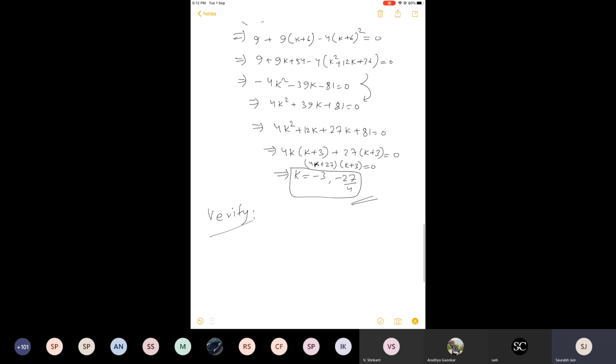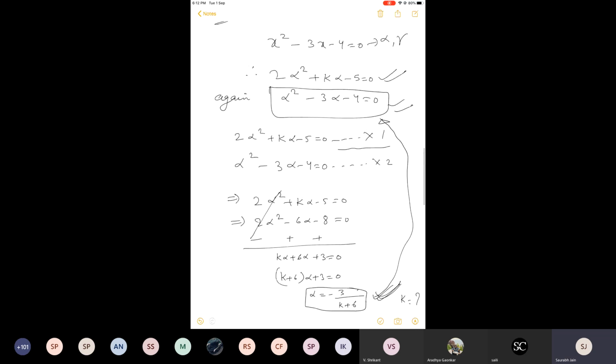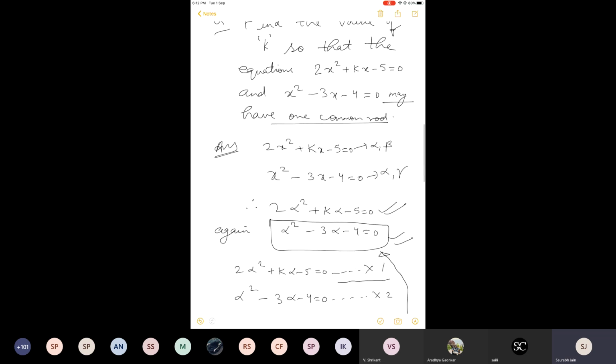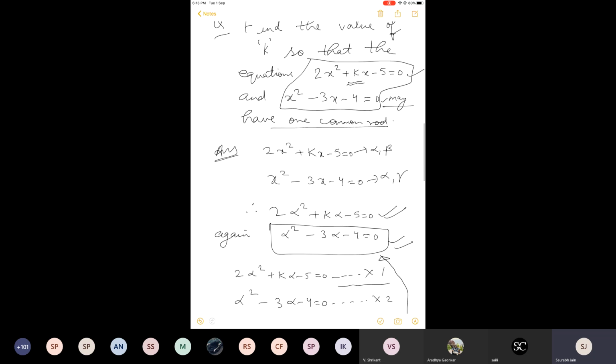So what happens if k is minus 3? We will put it here in this equation. Okay, let us go back to the question here. Let us check and put k equals minus 3, and we actually find the roots, and then we will see if we are having a common root or not. Okay, so k equals minus 3, remember.